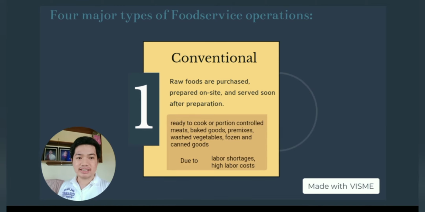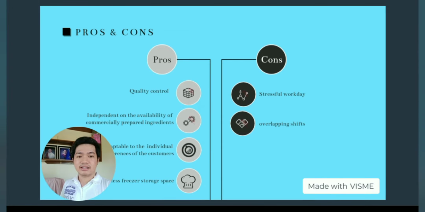Raw foods are purchased, prepared on-site, and served soon after preparation. So, ito yung mga typical, traditional, na bibili ako sa palengke, ipe-prepare ko sa restaurant ko, then isi-serve ko pag may umorder. Okay? So, let's look kung ano ang mga advantages and disadvantages ng conventional.